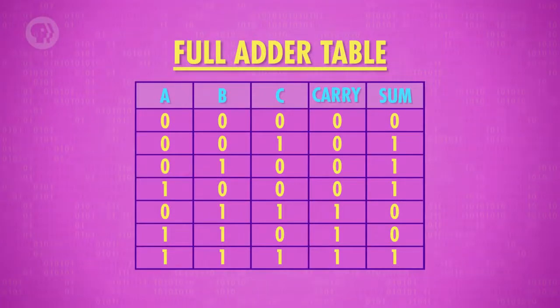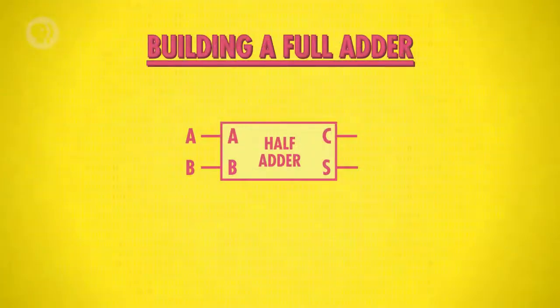It takes 3 bits as inputs, A, B and C. So the maximum possible input is 1 plus 1 plus 1, which equals 1 carry out 1. So we still only need 2 output wires, sum and carry. We can build a full adder using half adders.